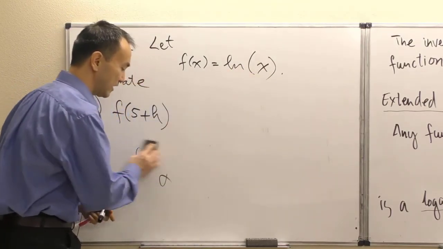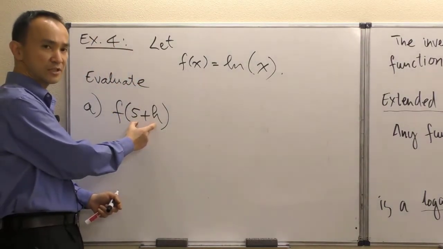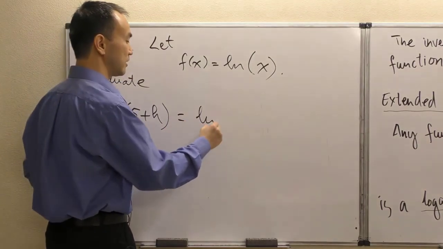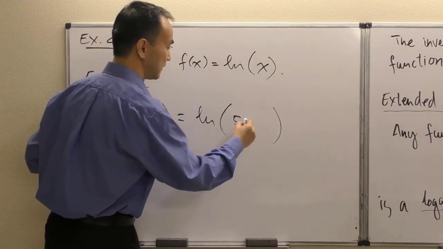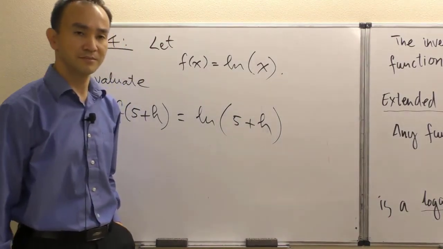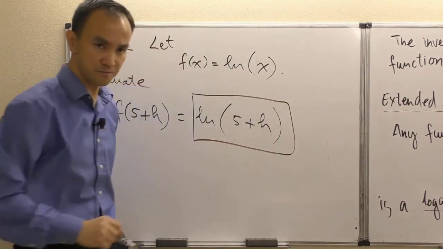All right, so enough with the dog here. Take log base e of this input, 5 plus h, because that's what the rule of this function f says. So take log base e of 5 plus h. Okay? And really that's about all we can do.